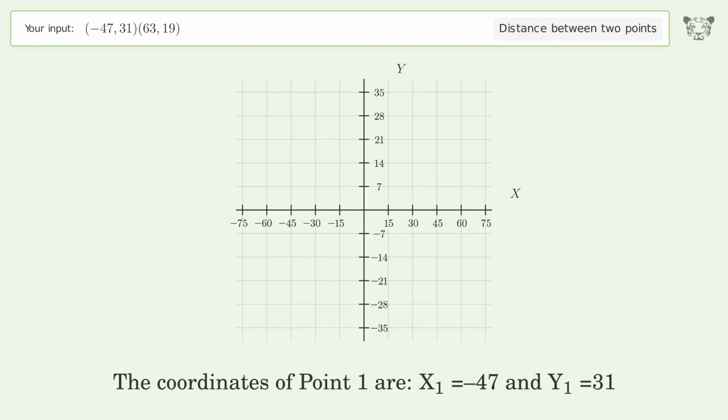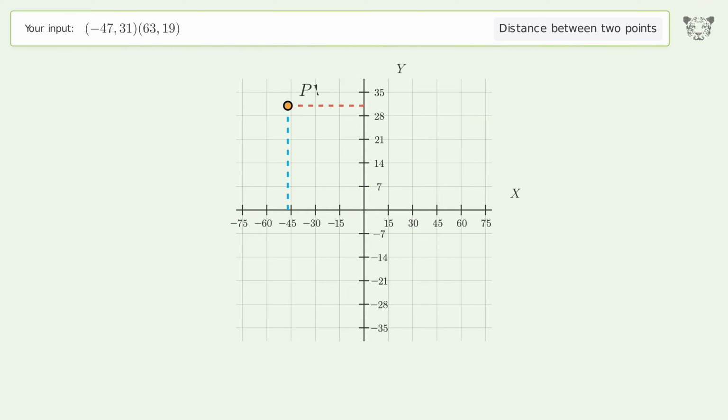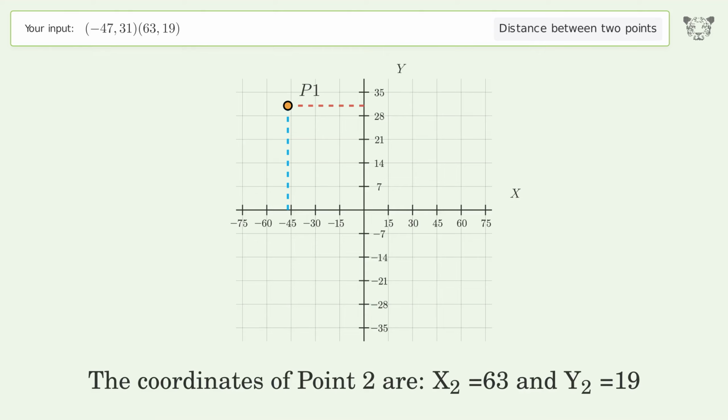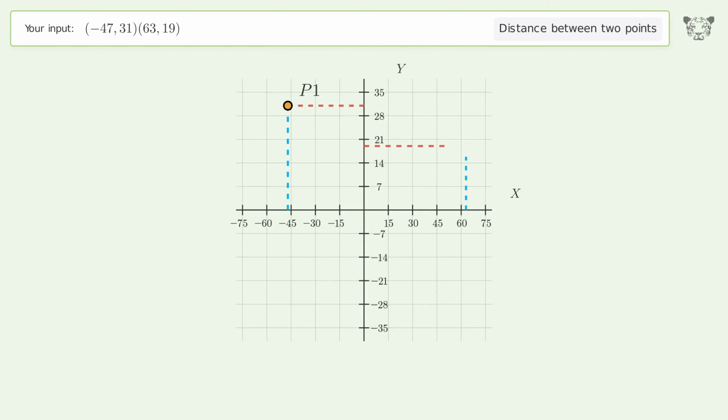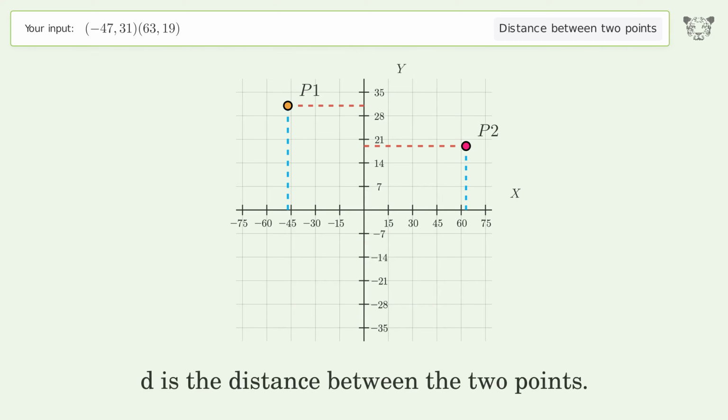The coordinates of point 1 are x1 equals -47 and y1 equals 31. The coordinates of point 2 are x2 equals 63 and y2 equals 19. D is the distance between the 2 points.